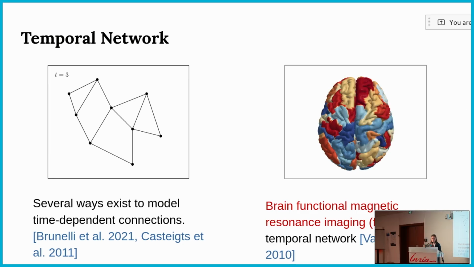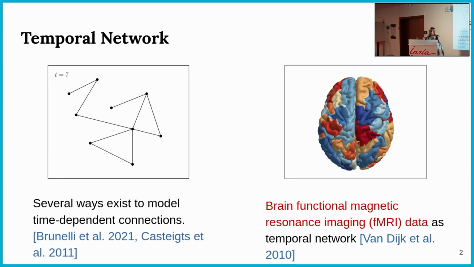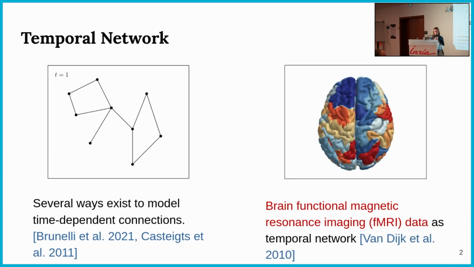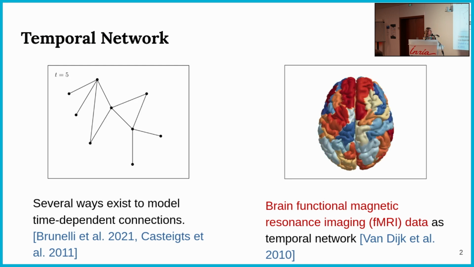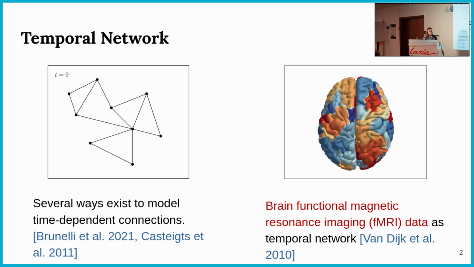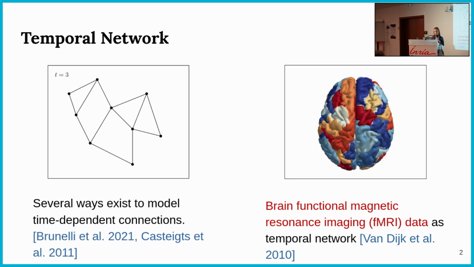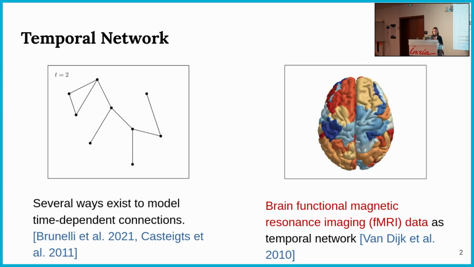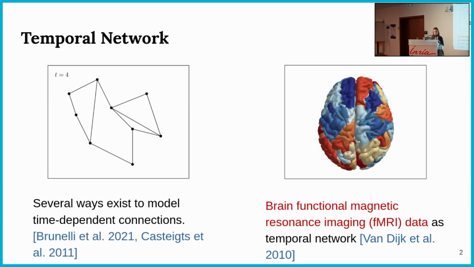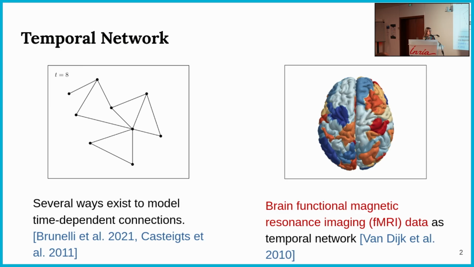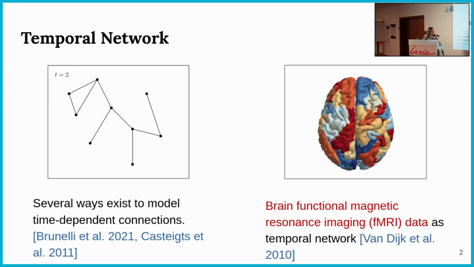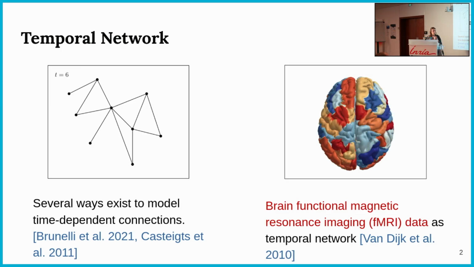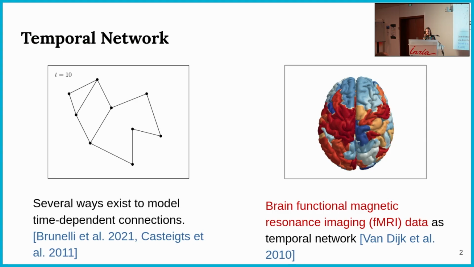there are several ways to represent time-dependent connections, and one of them is the temporal network. And there are several definitions of temporal network, but in this work we are using the definition that a temporal network is a collection of static graphs. And temporal networks are also suitable to model several real-world data.